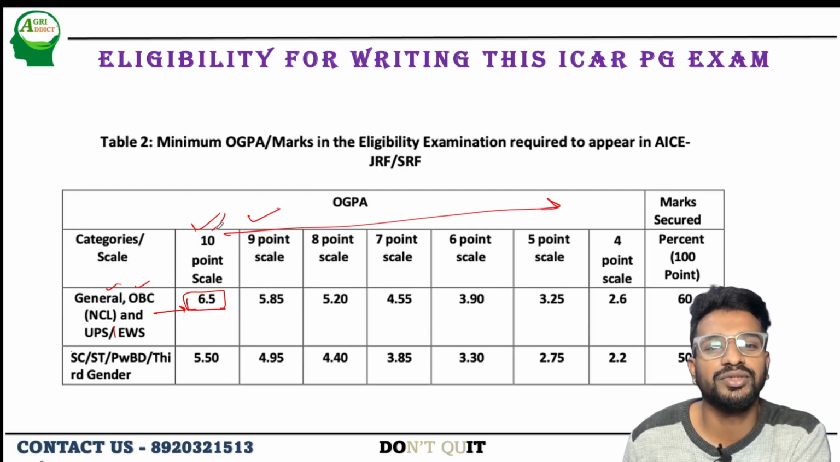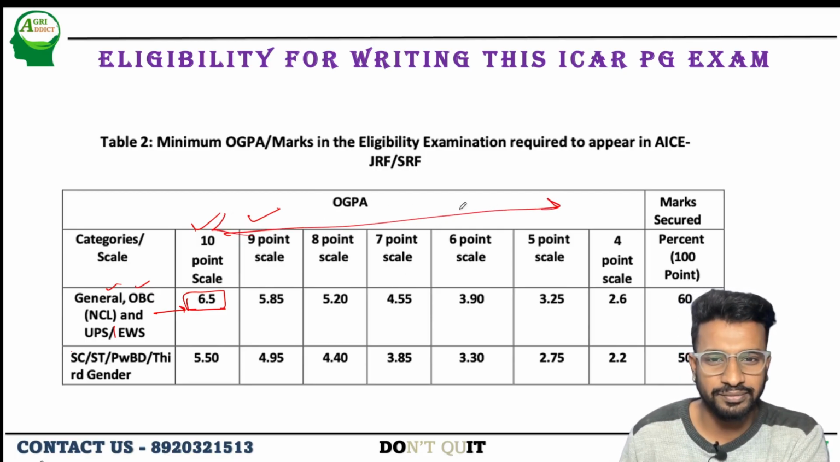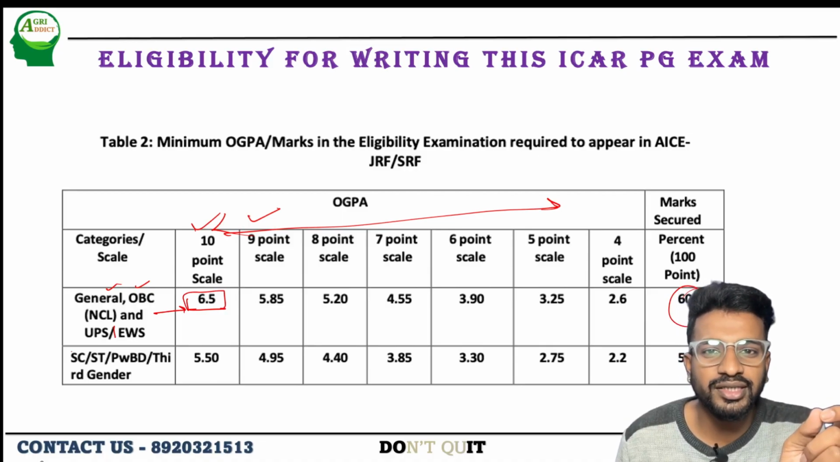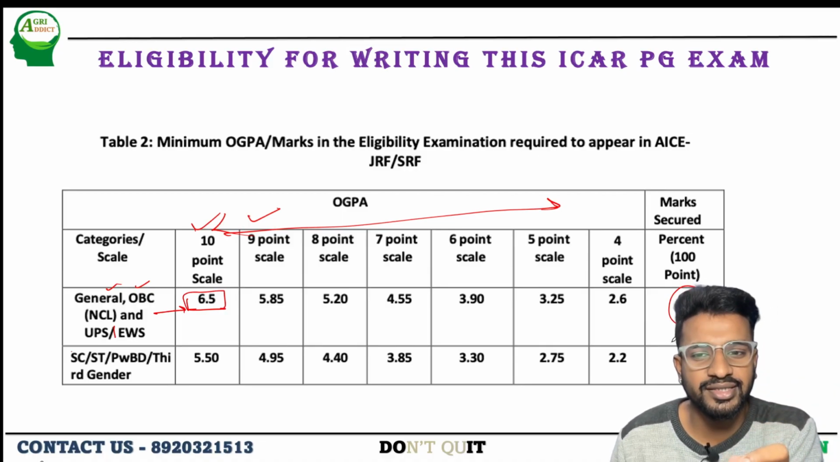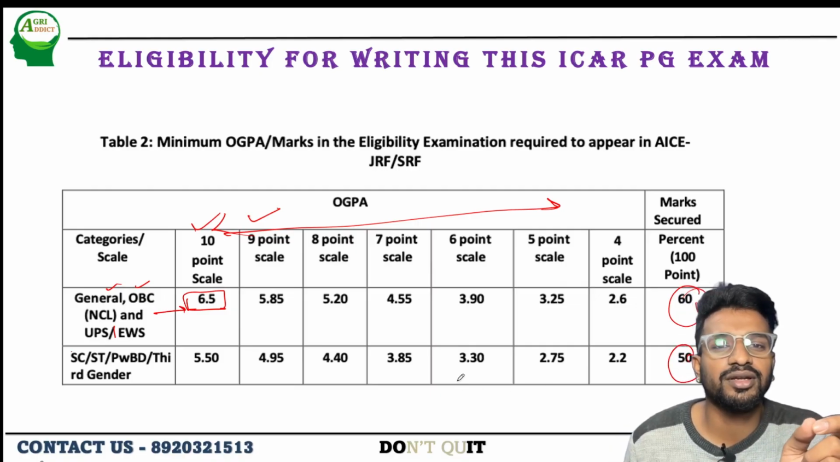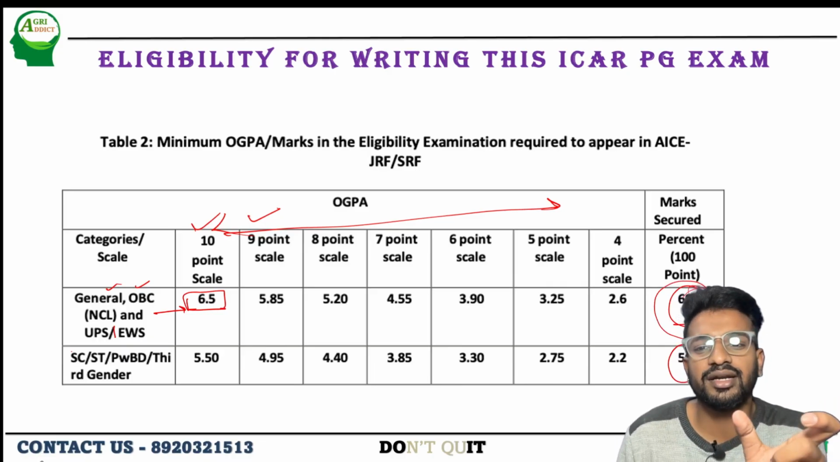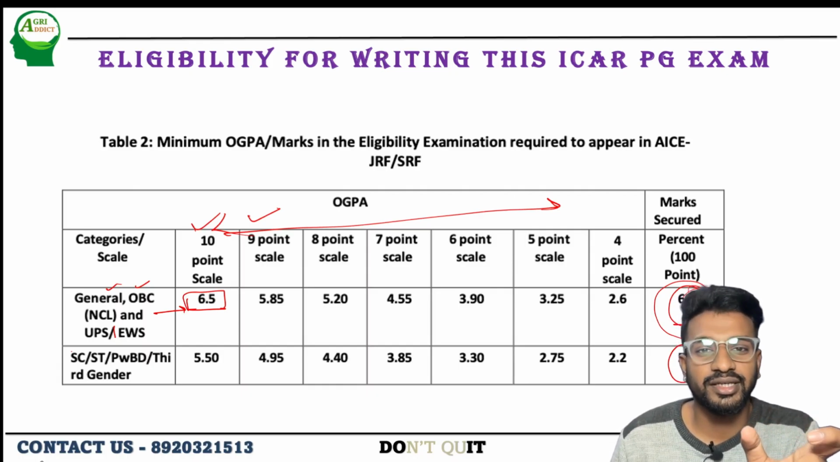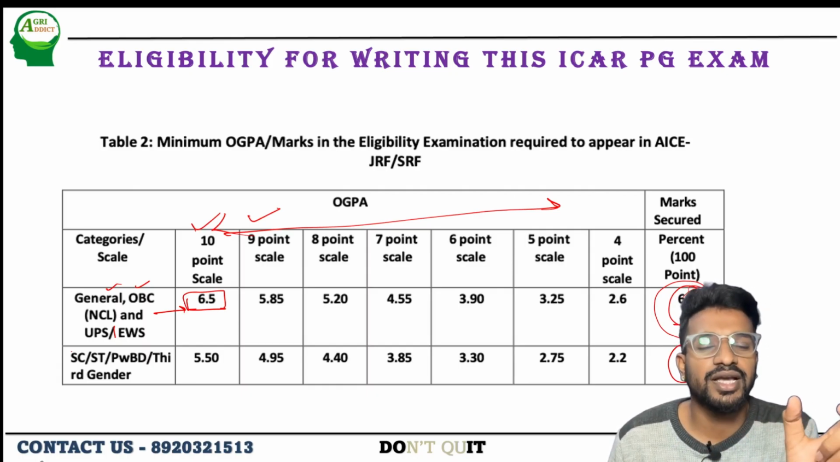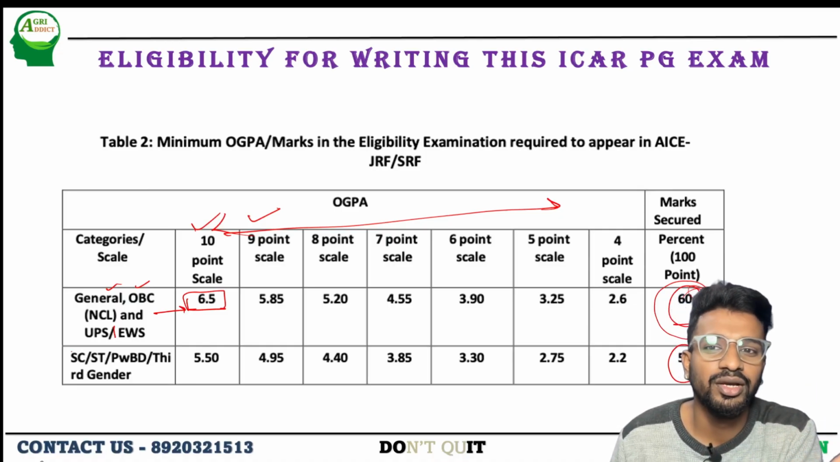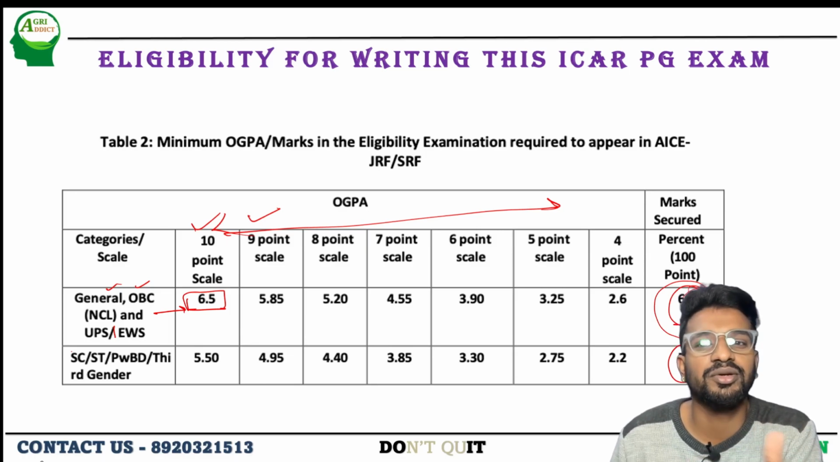If you are getting the OGPA in the masters, this is the scale. Or if you are getting a percentage, you have to compulsorily secure 60 and above percentage to be eligible to write this exam, and 50 and above percentage for SC, ST, PWD and third gender, and for all other categories it is 60%. Recently a few students asked me what the eligibility percentage is for writing the ICAR PhD exam in the masters. It is 60 and above. You have to secure at least 60 and above in order to be eligible to write this exam.